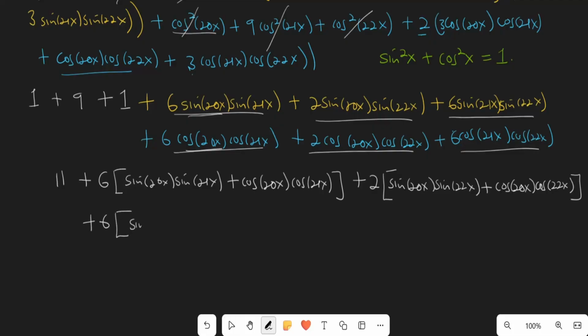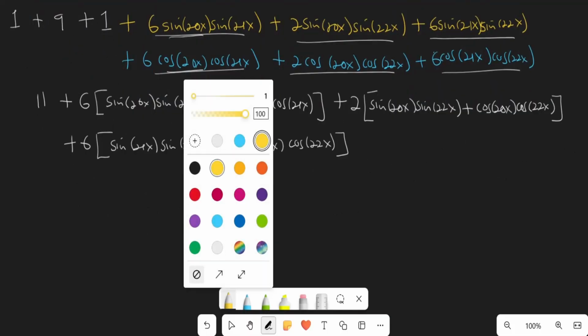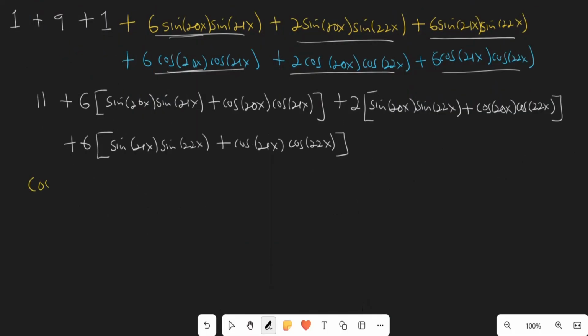Factorize that one out. We have sine of 21x, sine of 22x, plus cosine of 21x, cosine of 22x, like this. Cool result. And now we are going to compare this one to the identity of cosine. Cosine of a minus b is the same as cosine of a, cosine of b, plus sine of a, sine of b.